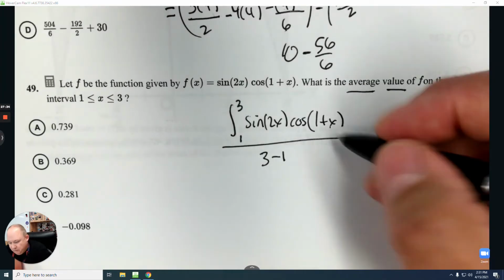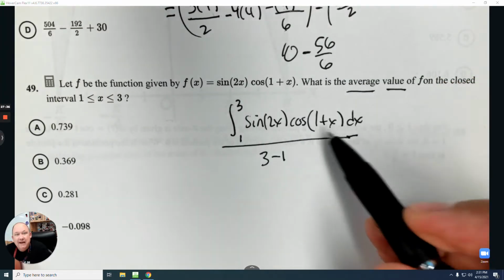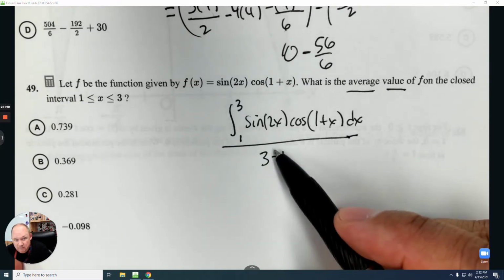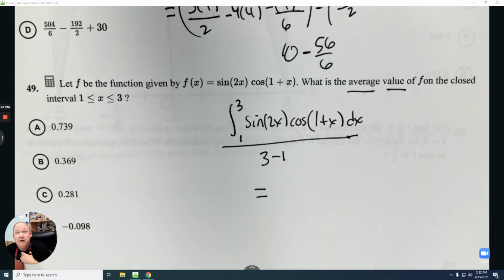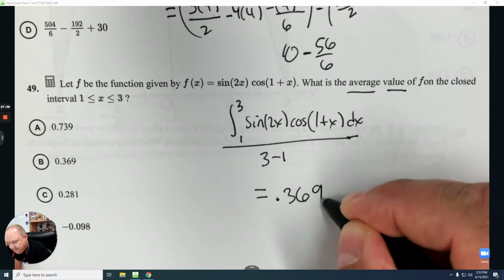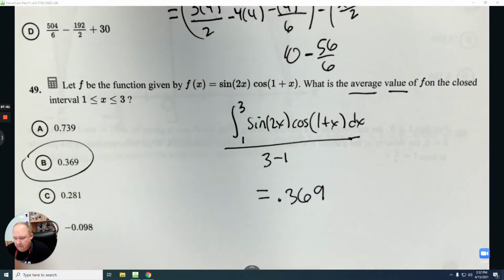So you need to type this in the calculator. And you can just divide it by 2 and then see what answer you get. So press pause, do the work, and then press play. Let's see if you got it right. 50.